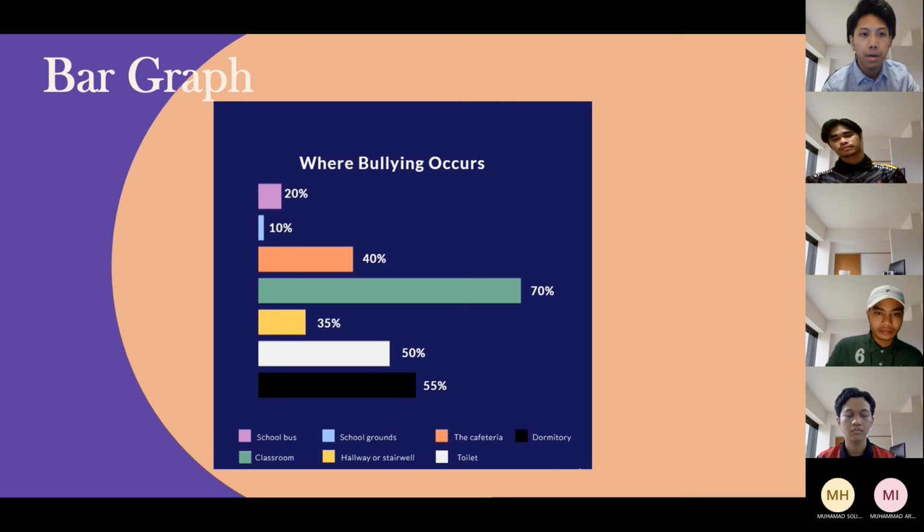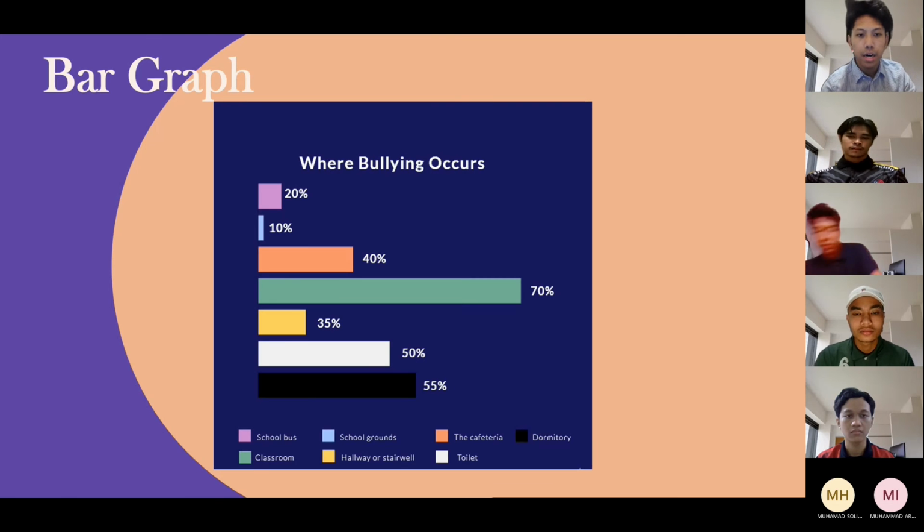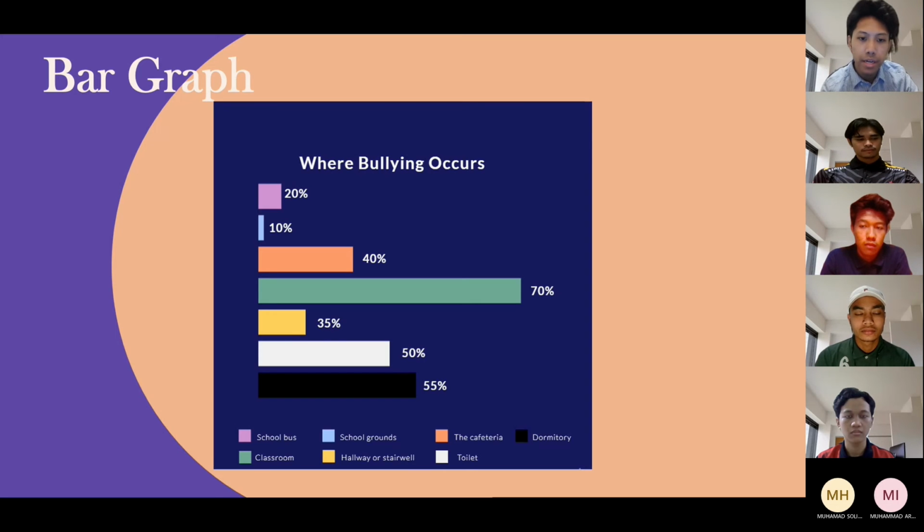Okay, this is the bar graph showing where bullying occurs in Malaysia. There are seven areas in school where bullying occurs. The first one is the school bus, second the classroom, third the school grounds, fourth the hallway or stairwell, fifth the cafeteria, sixth the toilet, and lastly the dormitory.